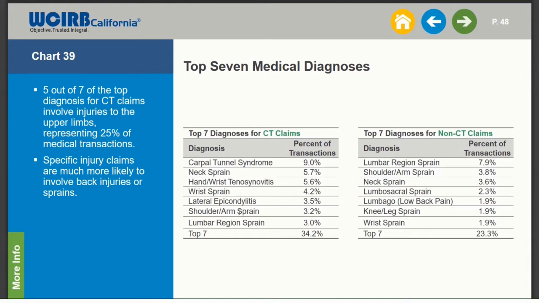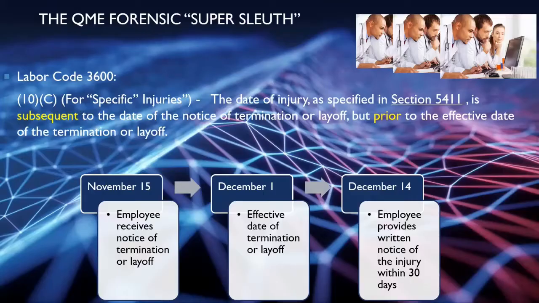Okay, so let's now go back into Labor Code 3600 and talk about how these types of claims can be accepted and admitted into the system by examining a couple more of the exceptions that lawmakers provided in order to allow legitimate situations of these claims to become accepted injury claims.